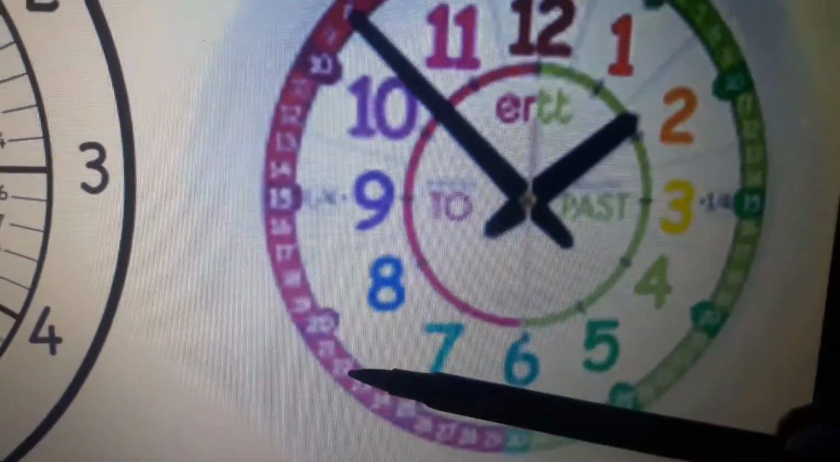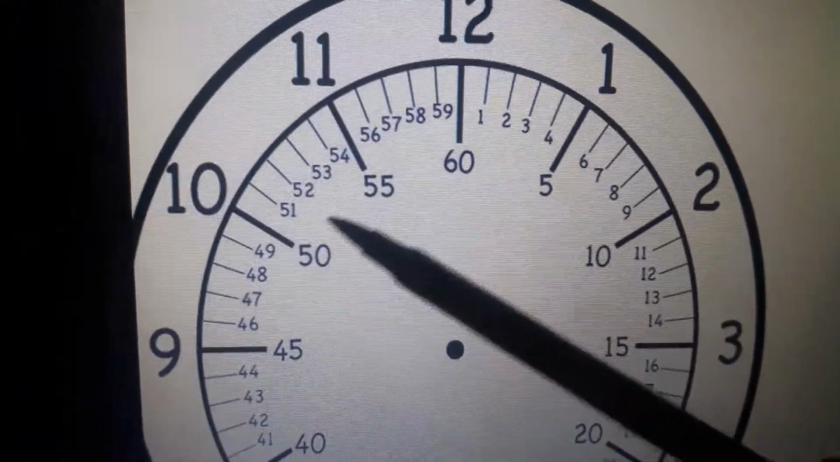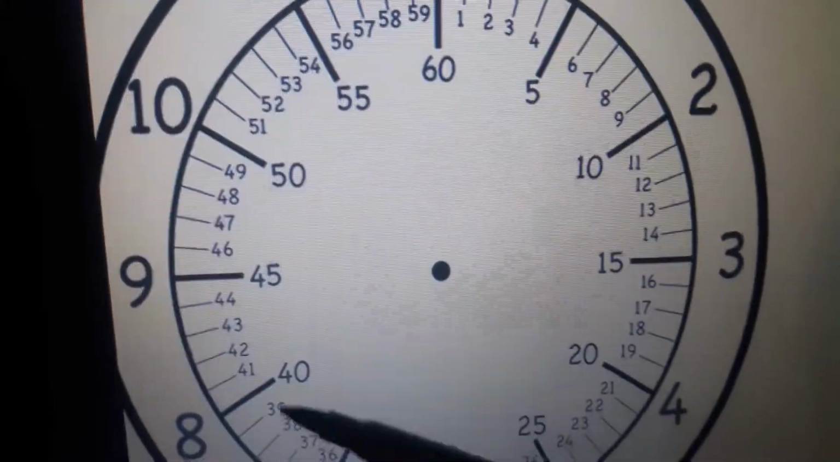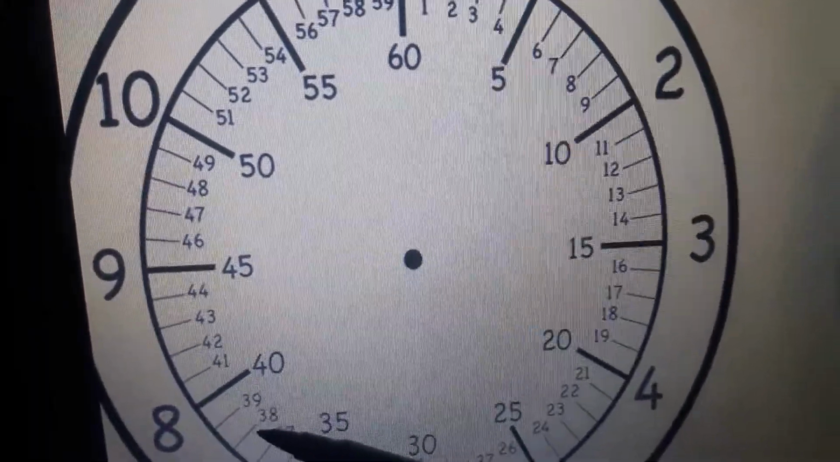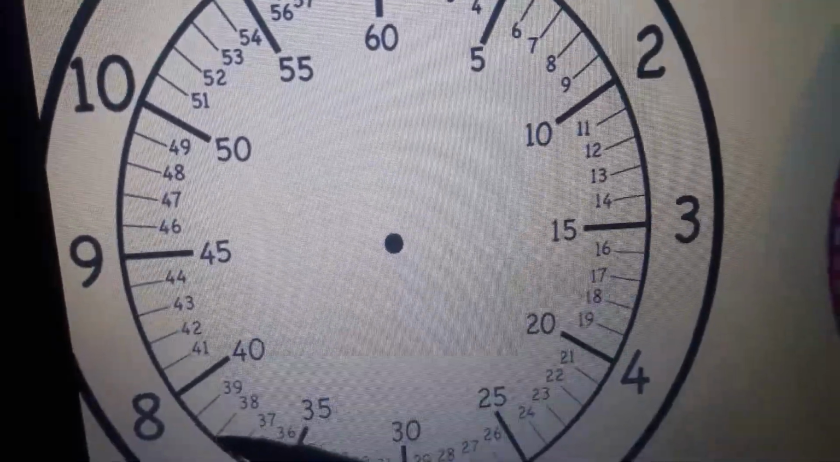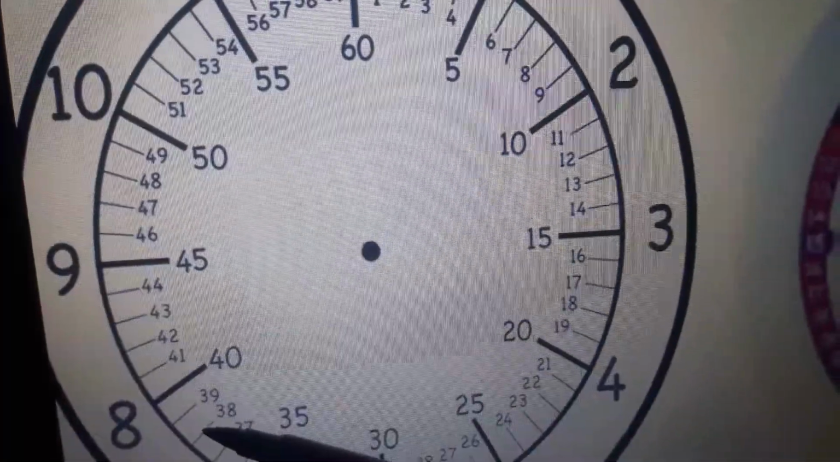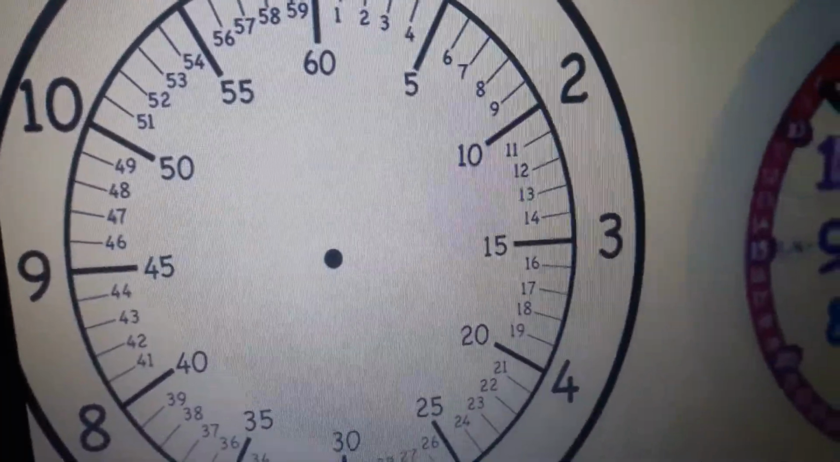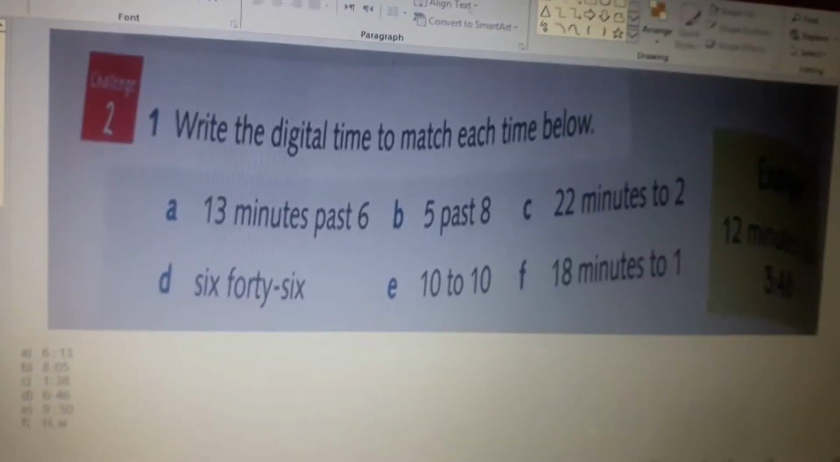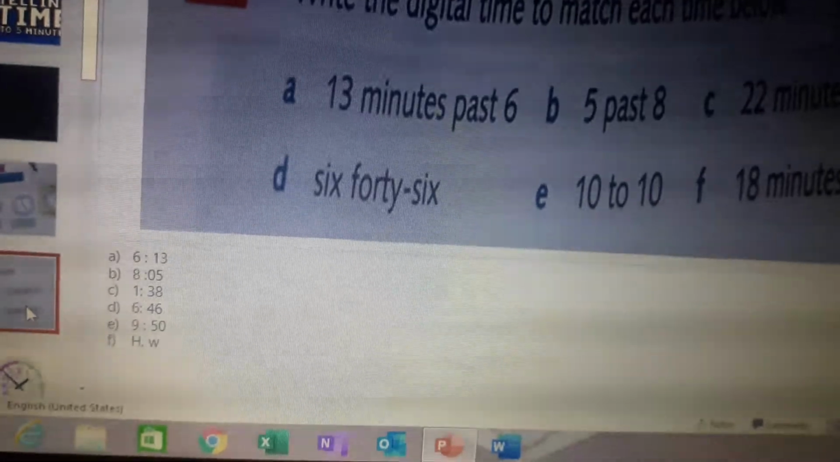After the 8 by 2 minutes. Let's move to the second clock. 5, 10, 15, 20. After the 8 by 2 minutes, it will be 38 minutes. Then we are going to decrease the hour by 1 and write the 38 minutes. So it will be 22 minutes to 2. It will be 1:38.